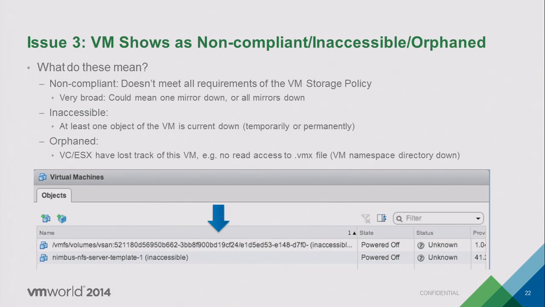All right, so at this point, we have vSAN up and running. We've been running for a few months. One morning, you come into the office, you look at your cluster, and it looks like this. VMs might be marked as non-compliant or even inaccessible. In this case, they're marked inaccessible. Even worse, my VM got renamed to this really ugly name.